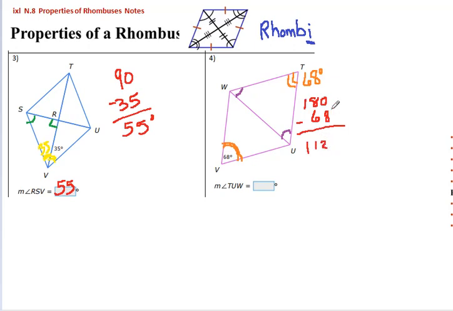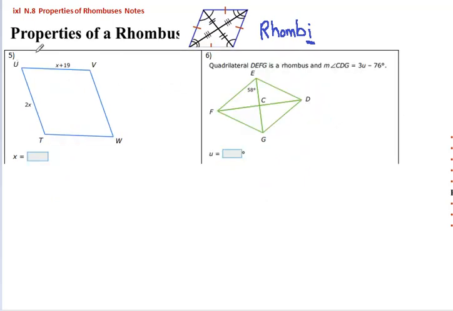Okay, so we have 112 degrees left over to split up between those two. So then when you divide that by 2, that gives us 56 degrees that are left over. 56. Okay, well, you have it here. You know what it is, right?